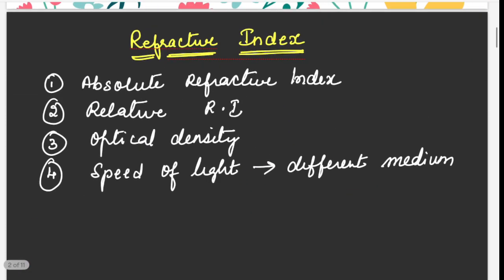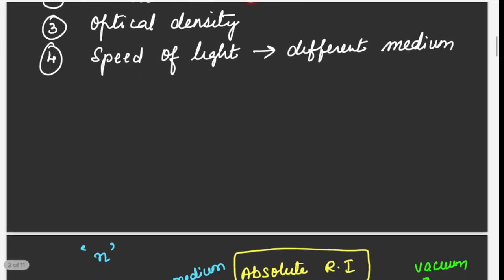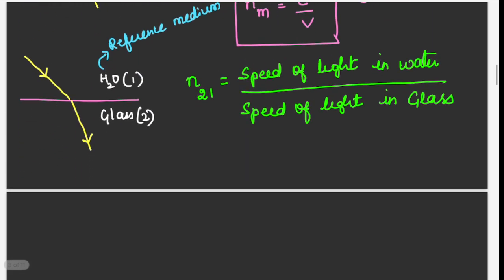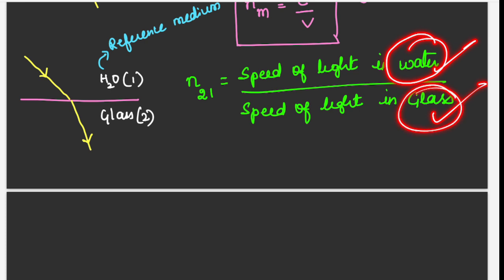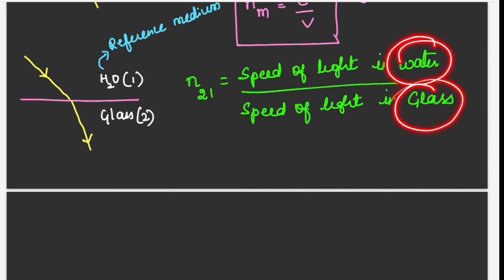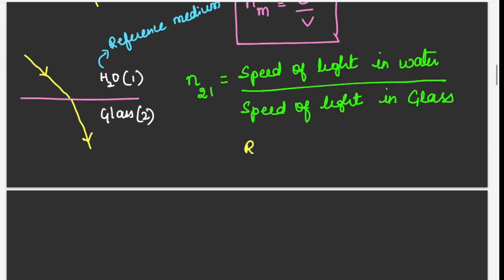And the second is called the relative refractive index. In relative refractive index, you are comparing any two mediums. So here you are comparing water with glass, or you can compare glass with diamond. Any two mediums you can compare. So this is called the relative refractive index.